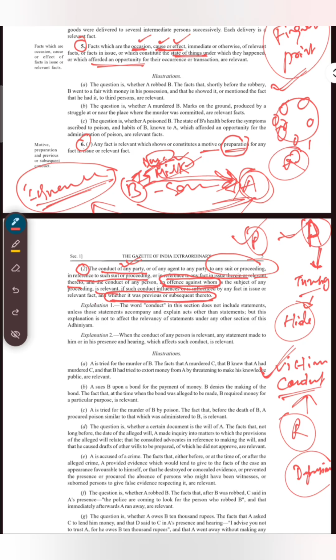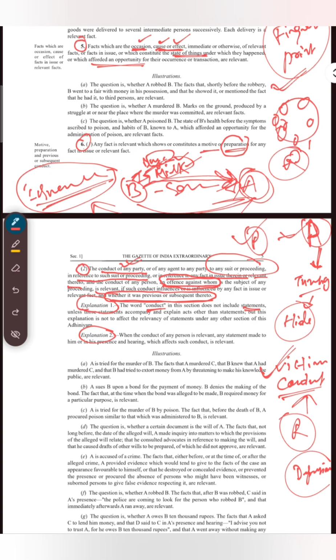Now let us have a look at the explanations. Explanation 1. The word conduct. Explanation 1 defines conduct. In this section it does not include statements unless those statements accompany and explain acts other than statements. But this explanation is not to affect the relevancy of statements under any other section of this Adhiniyam.